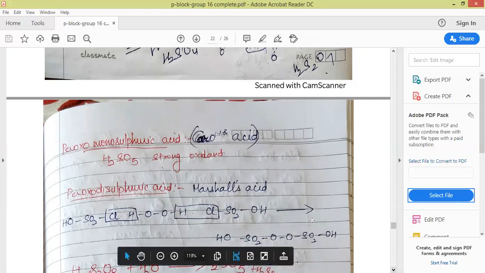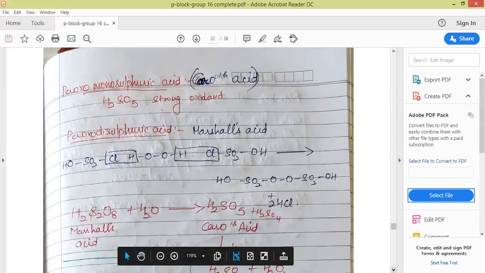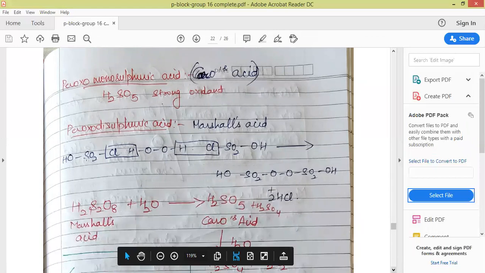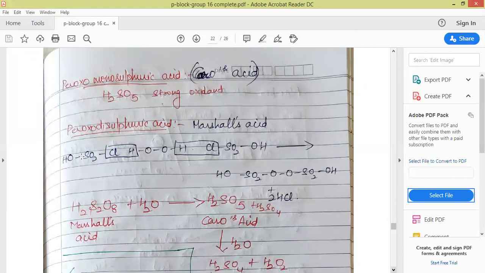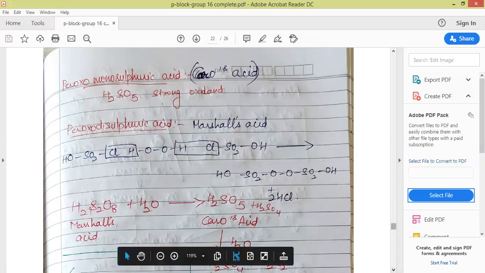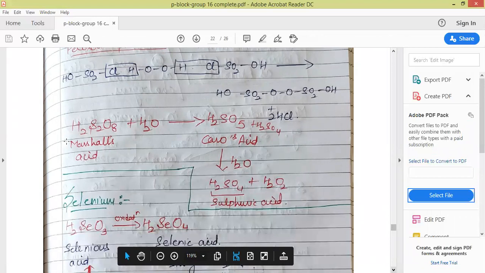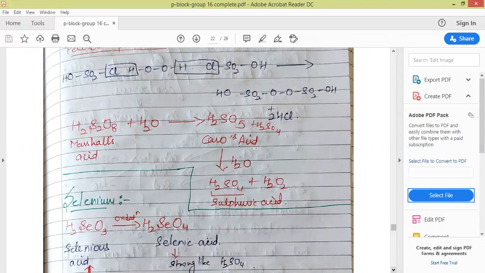Peroxodisulfuric acid is also called Marshall's acid. This is an important reaction for the preparation of peroxodisulfuric acid: when this compound is reacted with H2O2, we get Marshall's acid. This is also an important reaction: when Marshall's acid is hydrated with water, we get Caro's acid, which is further hydrated with water to give sulfuric acid. This is an important reaction for the interconversion of these acids, showing how we can obtain Caro's acid from Marshall's acid and then sulfuric acid from Caro's acid.